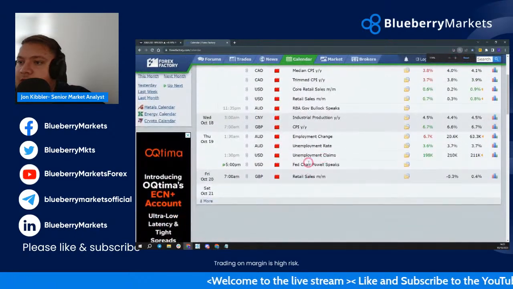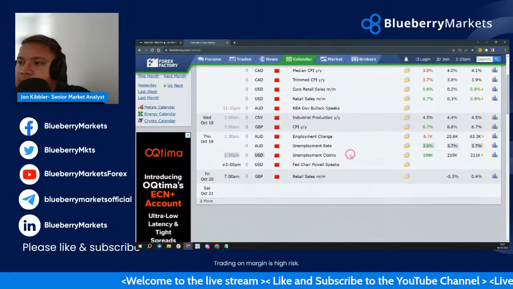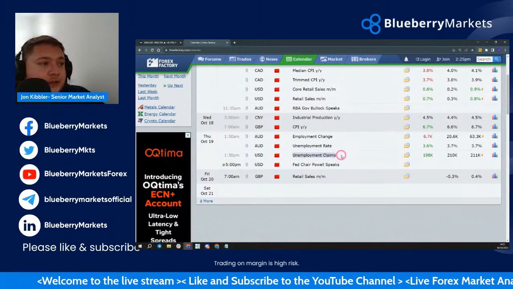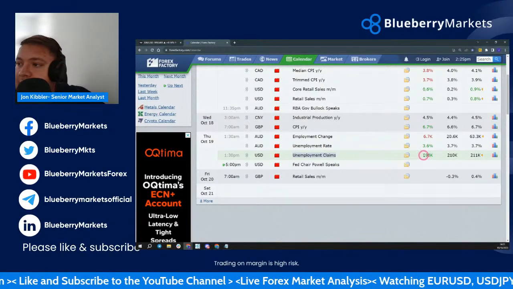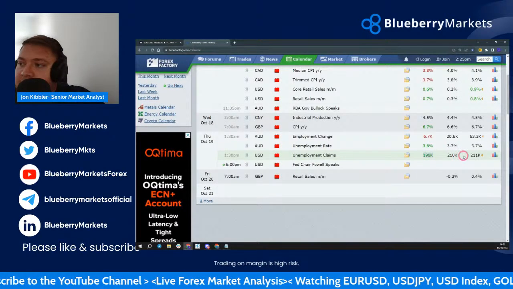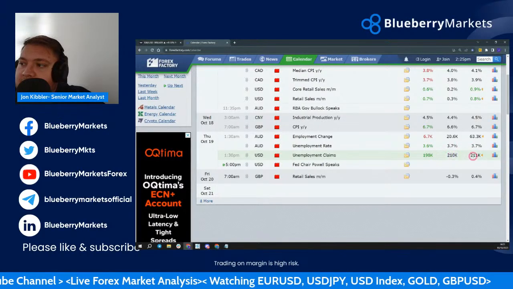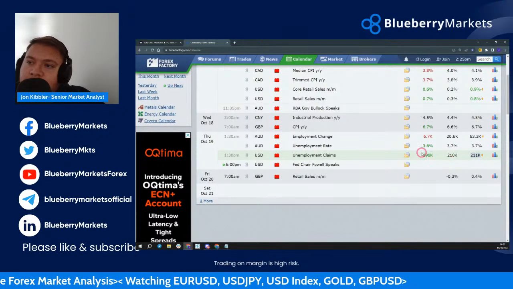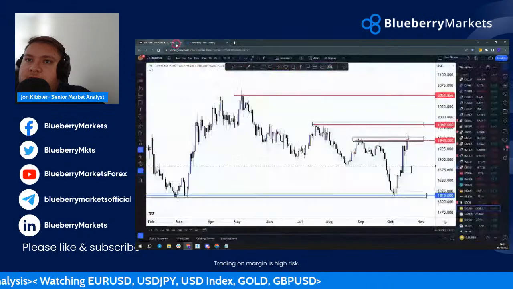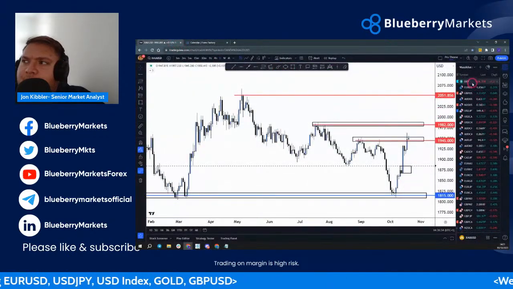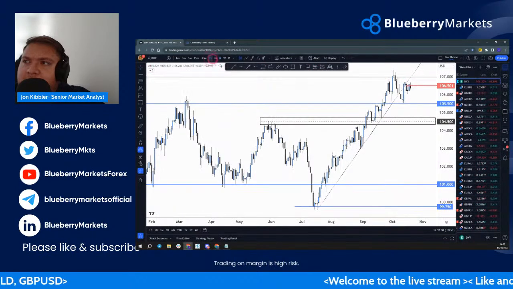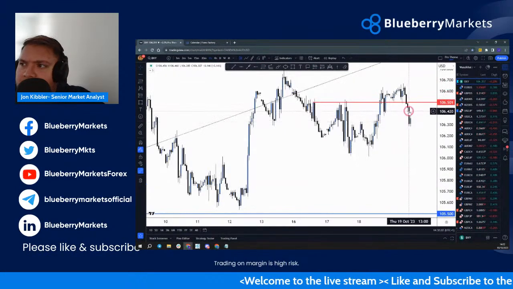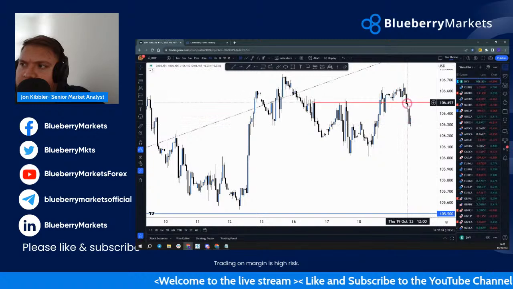So obviously we have had some unemployment claims data this afternoon. It's come in a lot lower than expected, 198k. Forecast was 210k, previous 211k, and we've seen the dollar weaken a little bit off the back of that data. If we go to the hourly chart, you can see here it includes this sort of candle here.